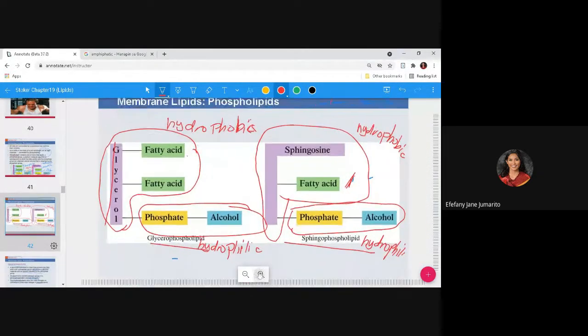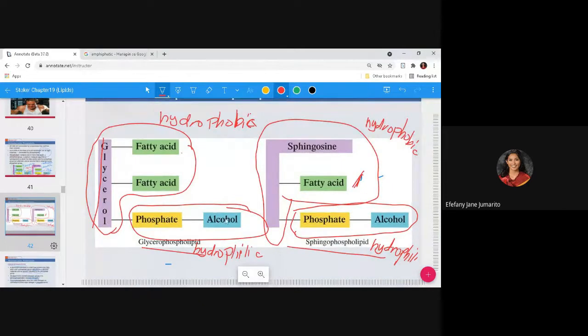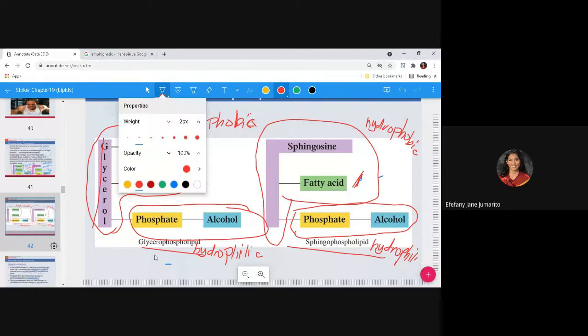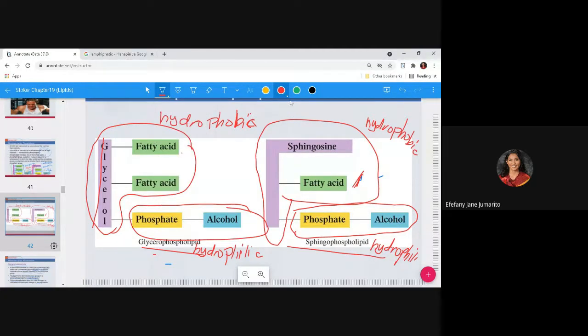Okay, so again, this is still a review. So we have this phosphate. If we have this glycerol, this is the structure of your glycerol. Now, what if we delete the alcohol? What would you call the whole thing? We call that as? Phosphatidyl, ma'am.